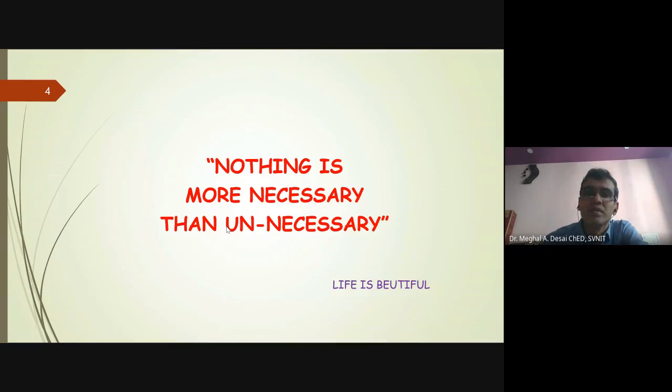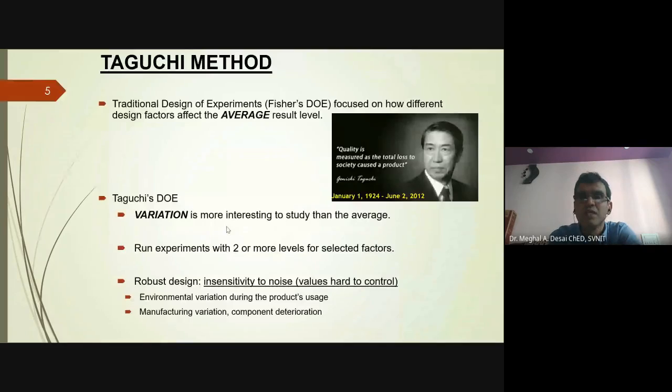So we know the Taguchi method. We know about its characteristic, or special feature, that it is always talking about variation, which is more interesting than the study of average value.